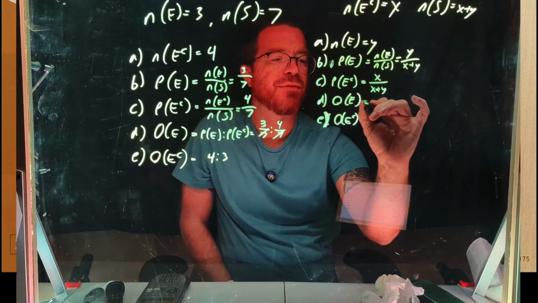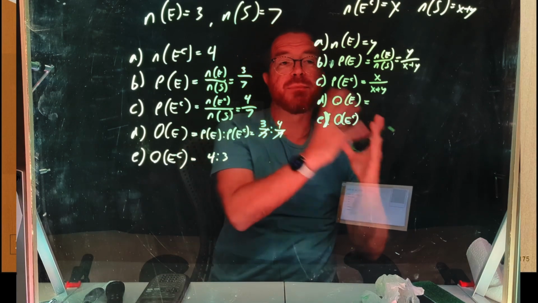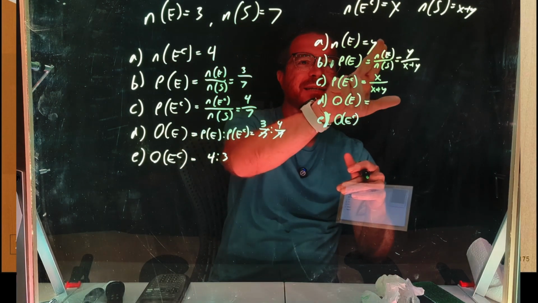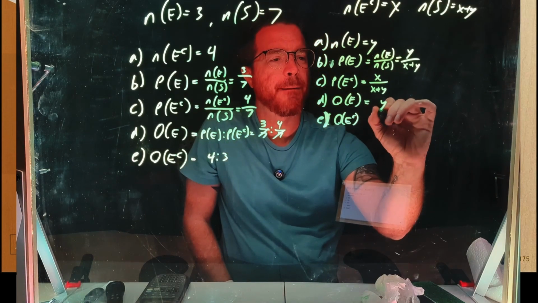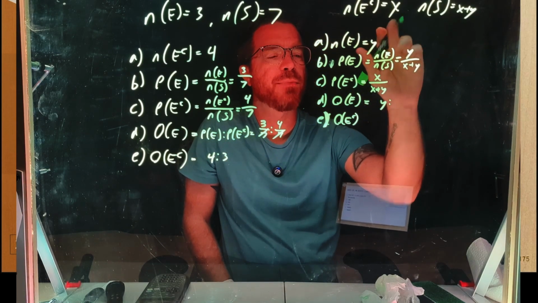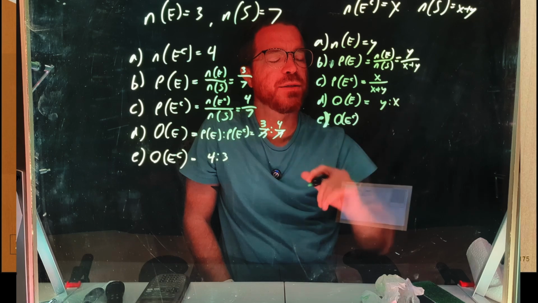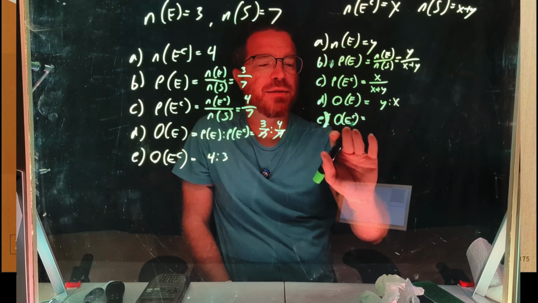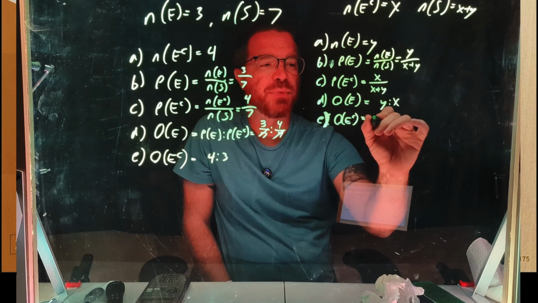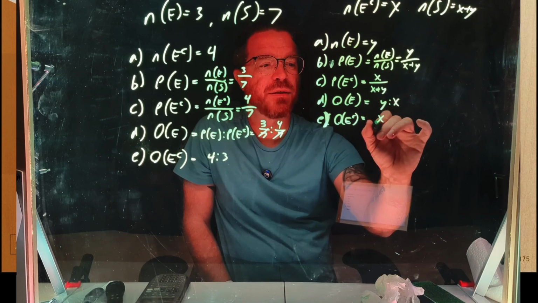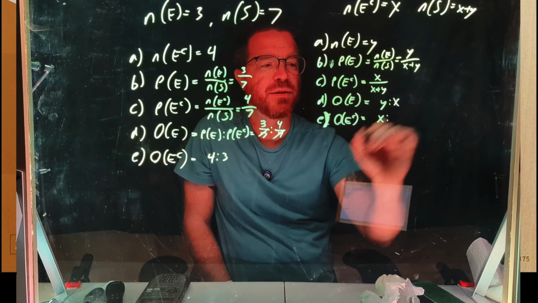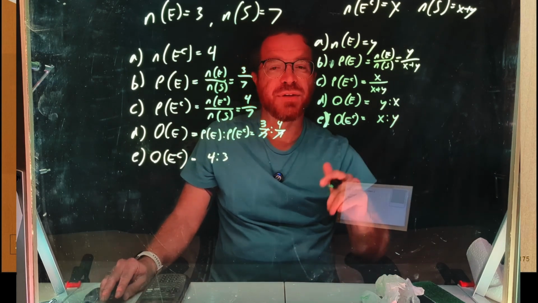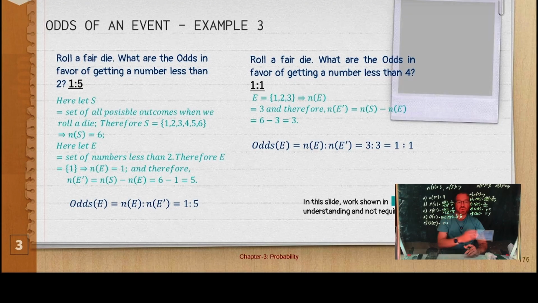So the odds of our event E, remember, is just the number of outcomes in event E to the number of outcomes in not E. Well, for E in this case, we have a number of Y. And for our complement, we have a number of X. So these odds would be Y to X. And then the odds of our complement of E would just be the number of outcomes in the complement, X, to the number of outcomes in our event E.